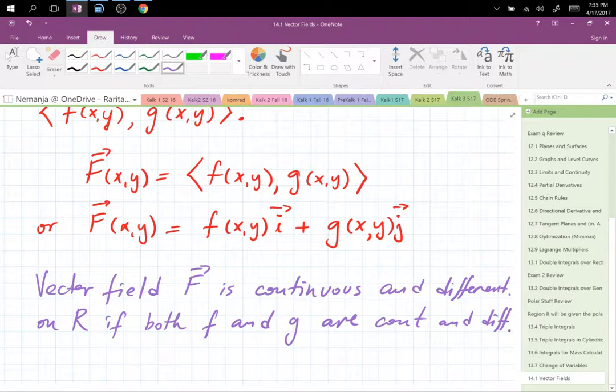Definition of a function. A function is a rule which assigns to each x in a domain a unique y in the range. Same thing here. A vector field is a function which assigns to each x, well, to each point in the domain, which is each x and y point, a unique vector, which is described with f and g. So yes, this is the definition.